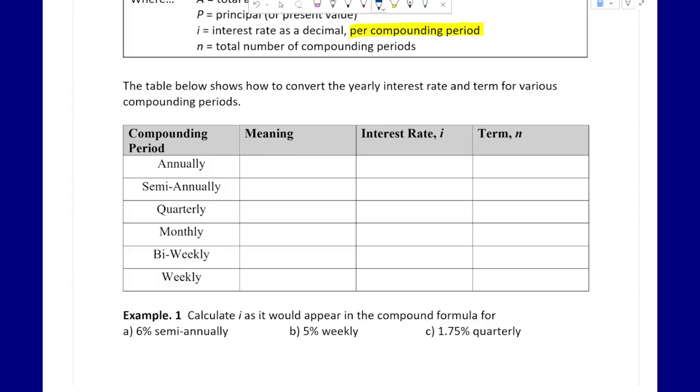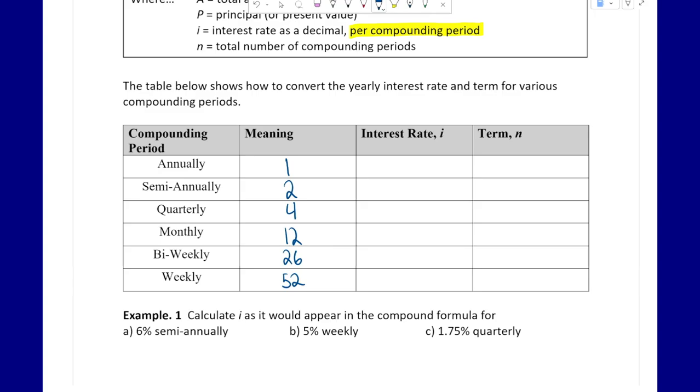This tells us how many times we're calculating interest over a year. Annually means once a year. Semi-annually means 2 times a year. Quarterly means 4, monthly 12, bi-weekly 26, and weekly 52. You could also have daily, which is 365, but you get the idea. So when we're dealing with compound interest, we're usually told how often we're calculating the interest in a year.